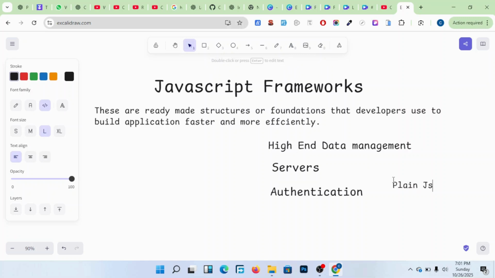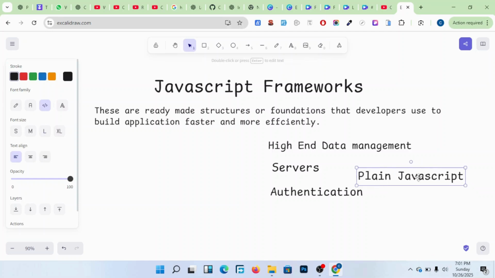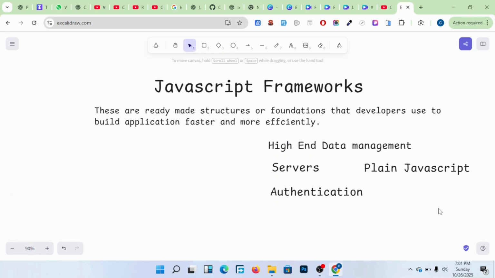We shall need a framework, or a JavaScript library, which we shall use to build our applications and manage our servers. So members, this is why frameworks come in. They simplify the building of these applications. Our plain JavaScript cannot help us that much. We shall need to develop and go to another level.